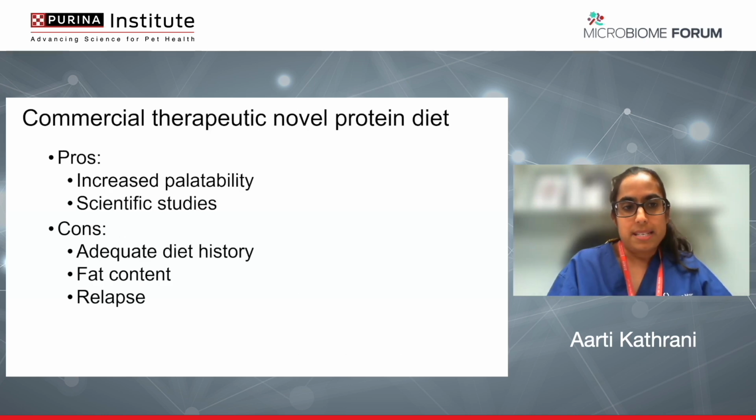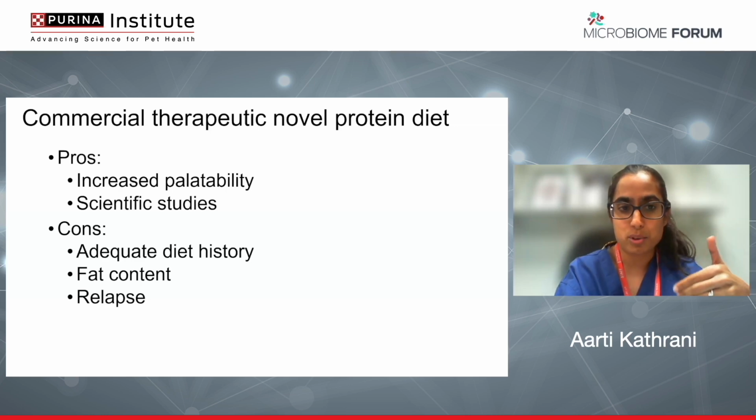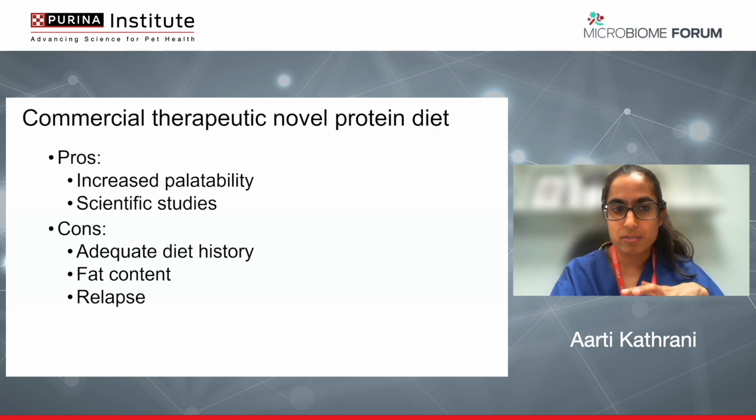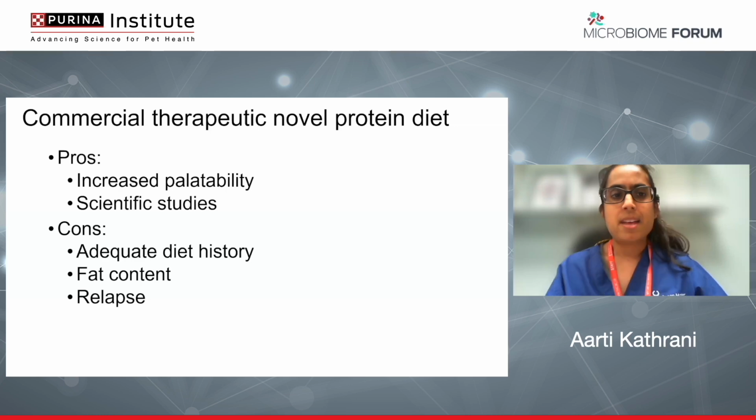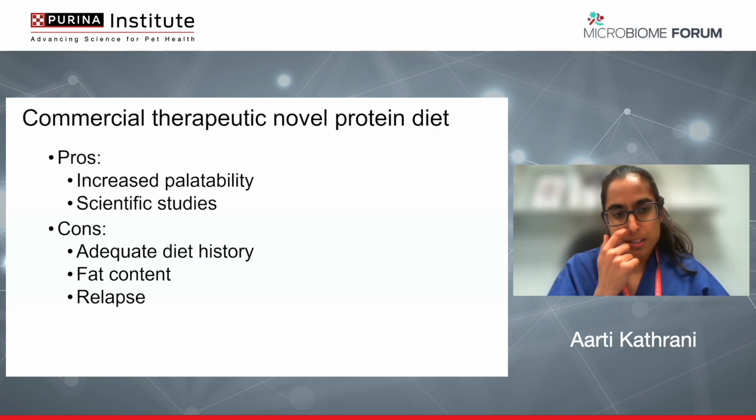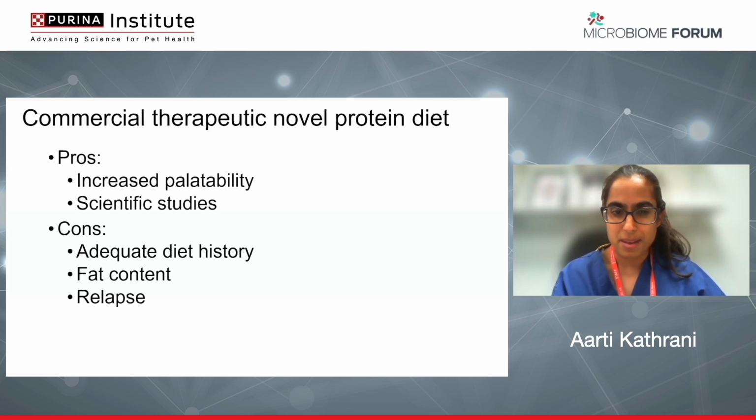And then for novel protein diets, the biggest advantage is that anything novel for the patient will increase palatability. So again, if you have a patient that's not eating well, trying this category may help to improve intake. And we know that there are scientific studies in both dogs and cats which show about a 50 to 60% response rate in chronic enteropathy. So that's a pretty good number. So we know that these diets can get dogs and cats into remission. The biggest disadvantage is you need an adequate diet history to determine what antigens that dog or cat has been exposed to, to know what would be truly novel for that patient.